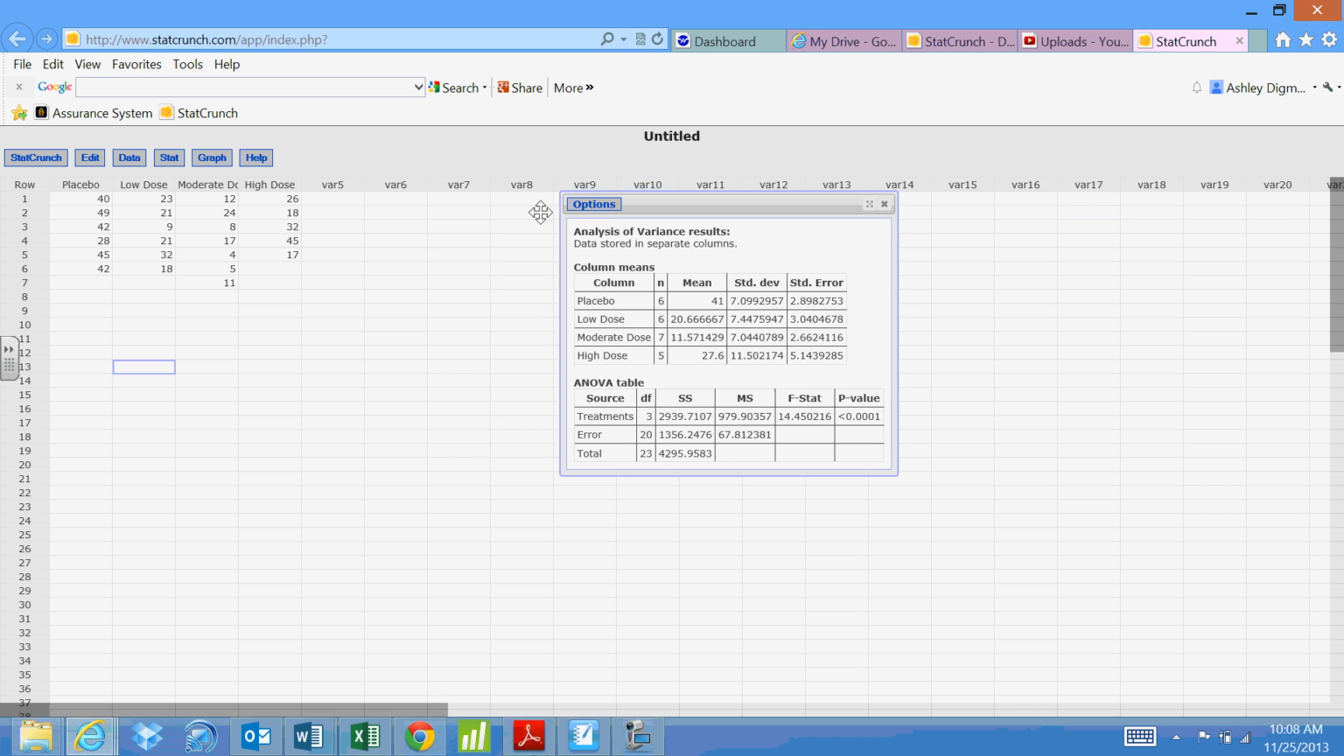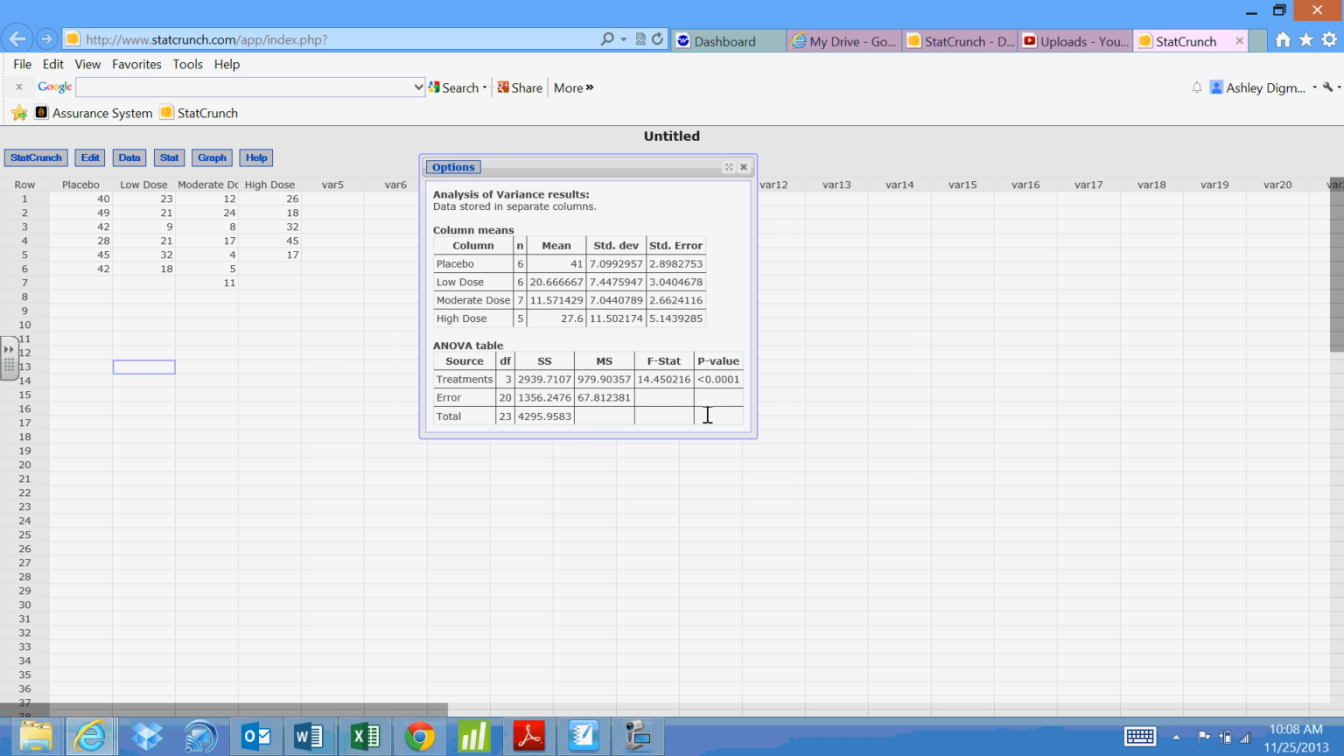Once you compute, you're going to get an analysis of variance table here. Our main concern again is our p-value, which goes with all of our testing. A low p-value, less than 0.05, indicates that we reject our null and accept the alternative that not all means of the groups are equal, meaning that somewhere in there we've got a difference in means.